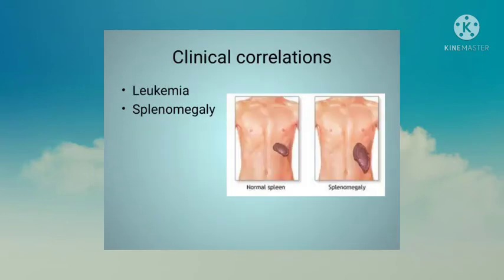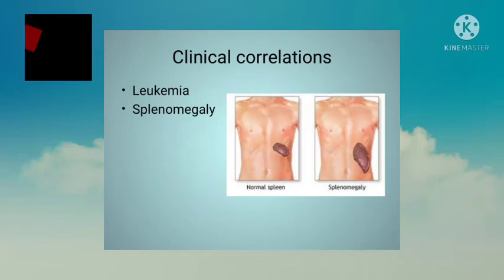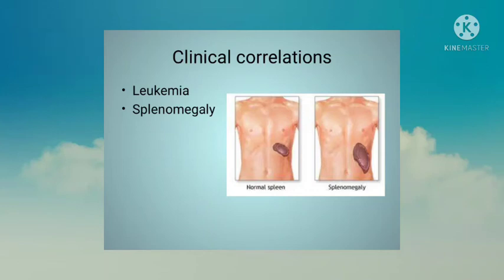Some clinical correlations. In conditions calling for increased production of lymphocytes, such as leukemia, or conditions in which there is increased phagocytosis by macrophages, and in conditions involving increased destruction of erythrocytes, there may be enlargement of the spleen. This condition is called splenomegaly.